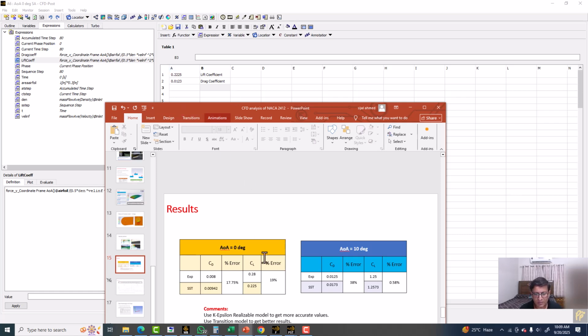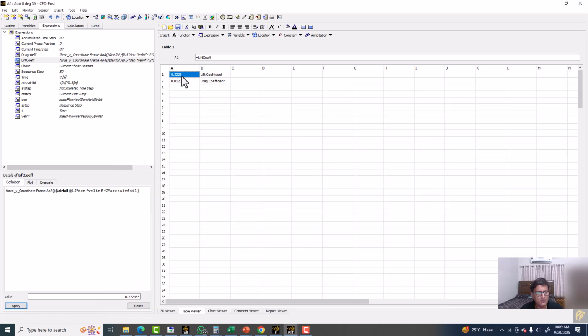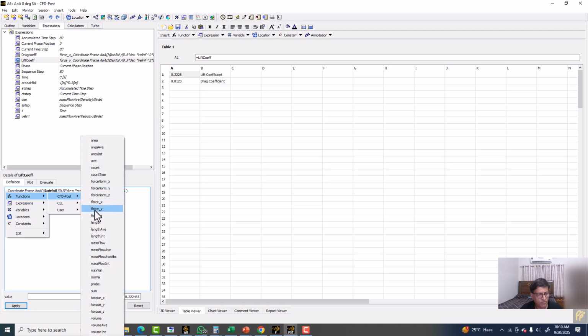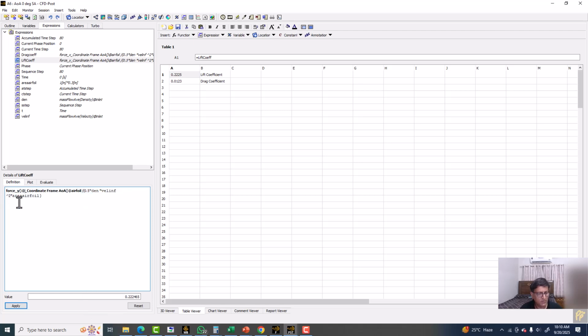In the drag, maybe there are a lot of differences. Like it's 0.225, and here it's 0.0173. The lift coefficient is 0.0123, and it's 0.0125. So there's a lot of small difference here. Okay, so the lift coefficient, let's make the function again here. Okay, so the force y. Okay, now this is corrected.